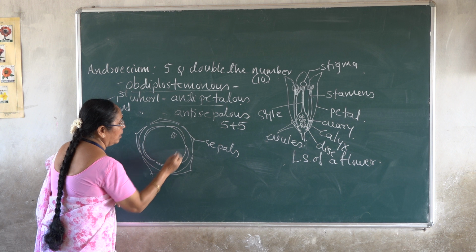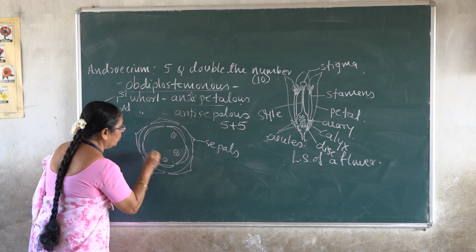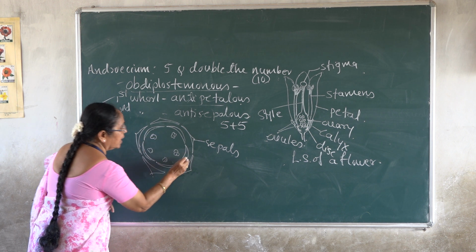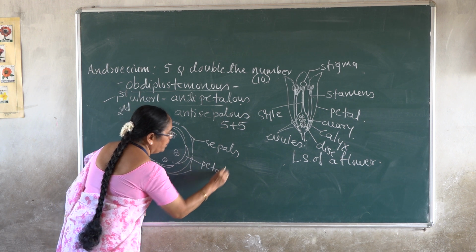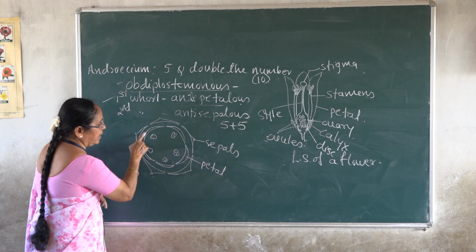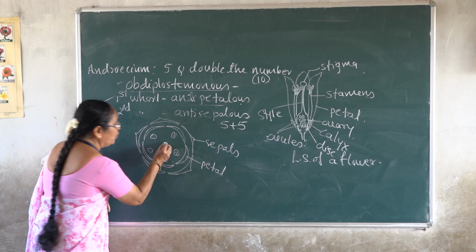This is the outer whorl. 5 stamens must be opposite to petals. Okay, these are the petals. They are opposite to petals, right? This is the outer whorl. Now when you draw, this is the ovary.